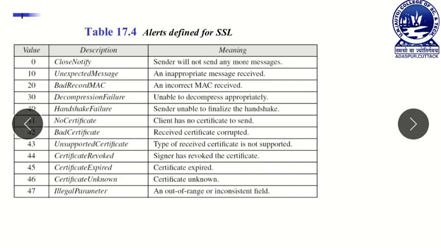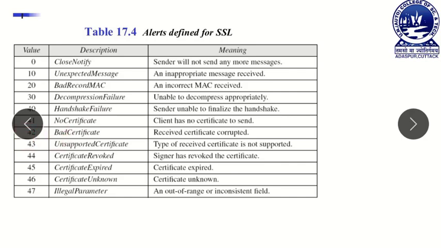Then next, 41 means no certificate. The client has no certificate to send, which means when the client sends no certificate, at that time this message will be displayed by our alert protocol. Then next, 42, bad certificate. The received certificate is corrupted. That means when the receiver receives a corrupted certificate, at that time this alert message is displayed.